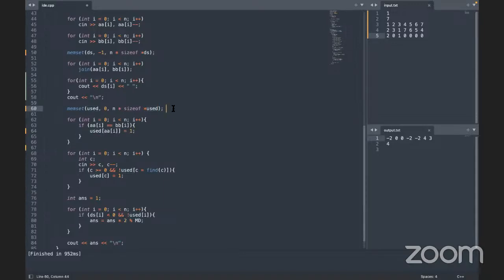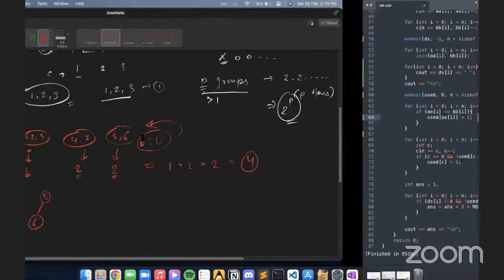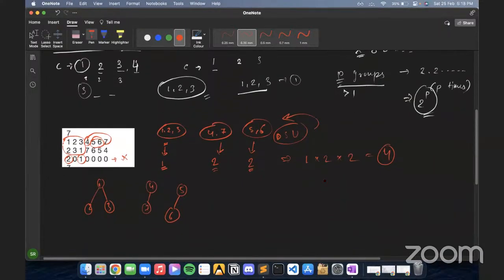Now this array we are creating, we want to remove those which are already the same. Basically, if A i and B i are the same, then there is only one permutation possible. So we just remove that particular ith element from all the groups. That is why we are marking it as already counted in used. We are making it 1. It would be better that way.